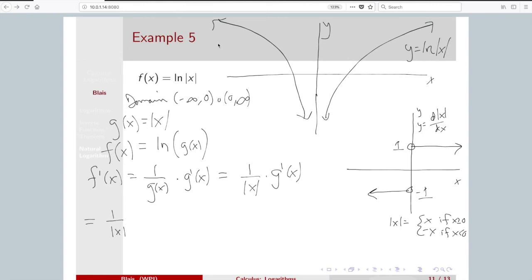So this is going to be 1 over x. We have two cases. 1 over x times 1 if x is greater than 0, and negative 1 if x is less than 0.